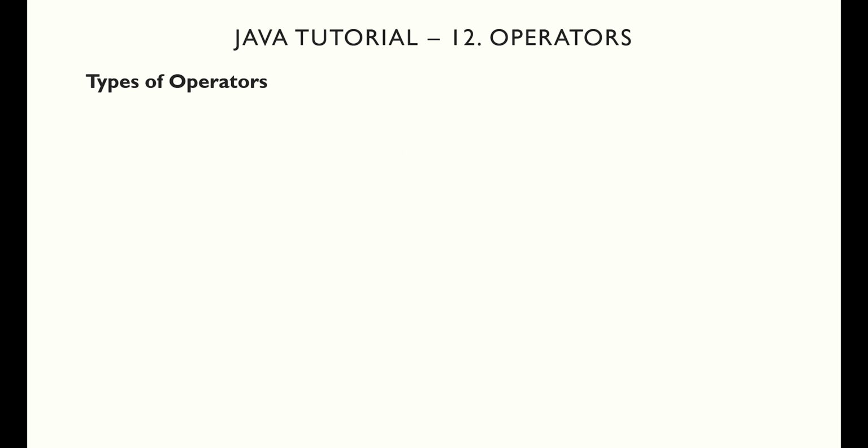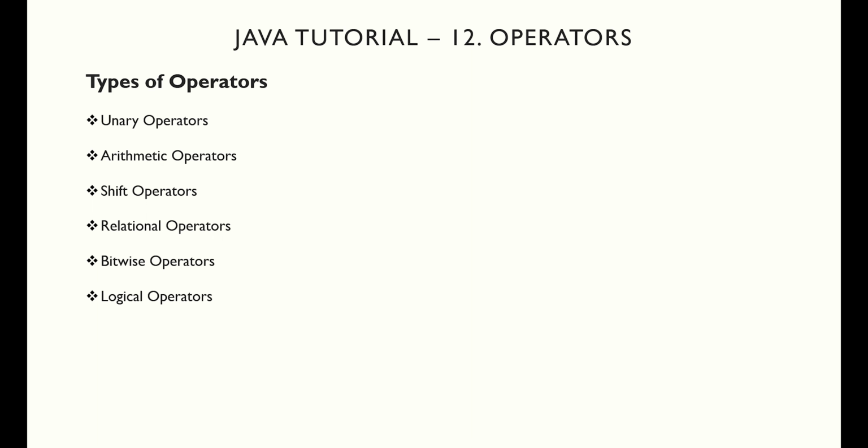Types of operators. There are many types of operators in Java. They are unary operators, arithmetic operators, shift operators, relational operators, bitwise operators, logical operators, ternary operator, and assignment operators. Some consider instanceof comparison as a separate operator, while others consider it as a relational operator. I prefer to consider it as a relational operator. Let's look at each of these operators in detail.